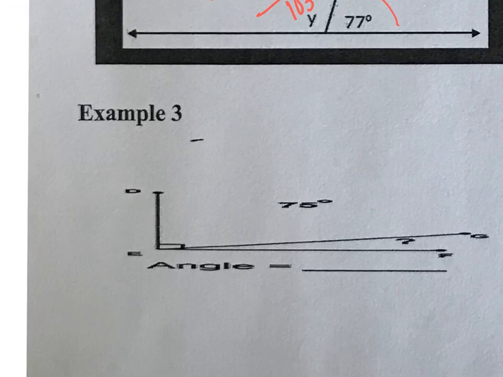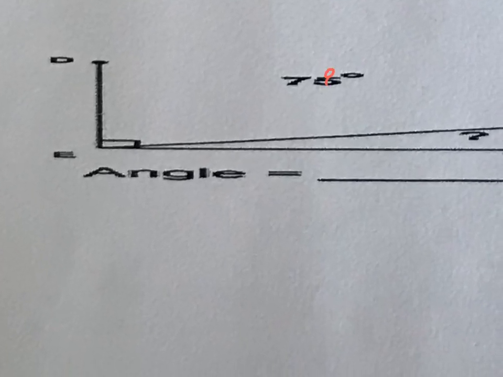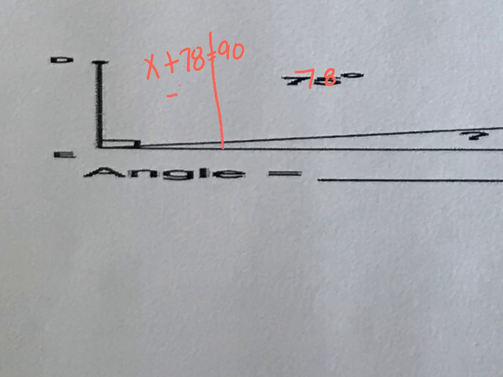Now I'm going to change example 3 because we already did one with 75. I'm going to make this 78. If I were to set this up as an equation, I would say x plus 78 equals 90. So I'm going to subtract 78 from both sides, and I would have x equals 12. So this little angle part right here would be 12 degrees. We're just setting it up in equation form like that. You could say 90 minus whatever angle they give you, but I'm setting it up as an equation just so you can see how they do it.